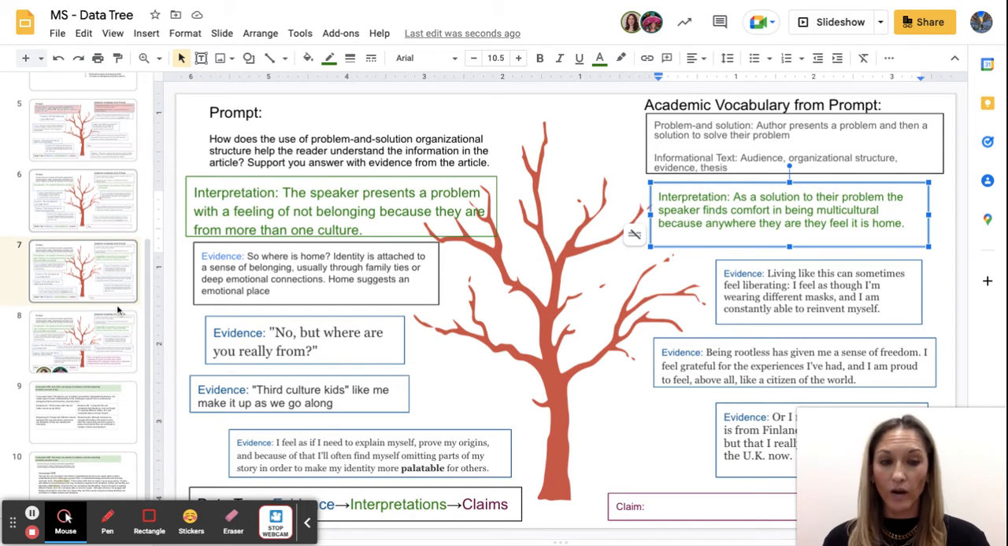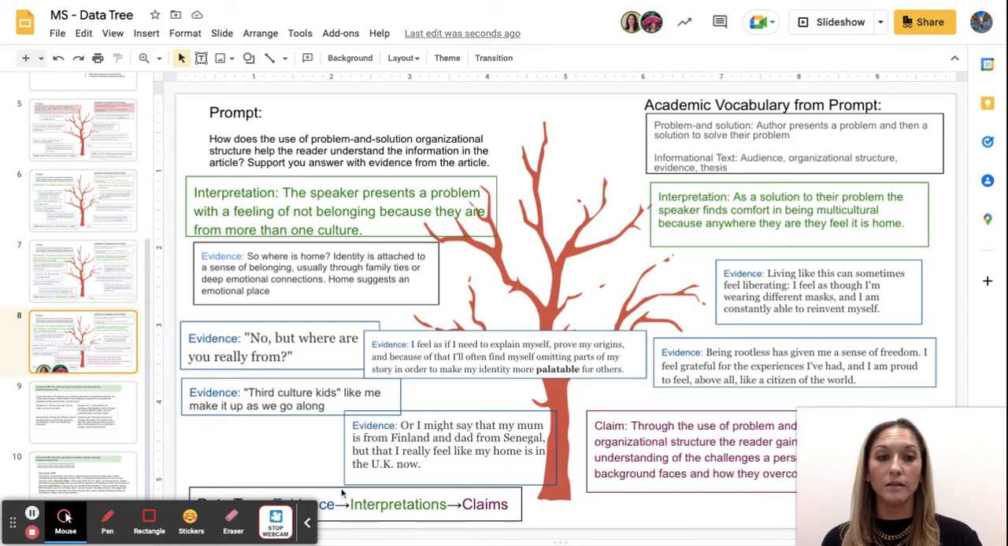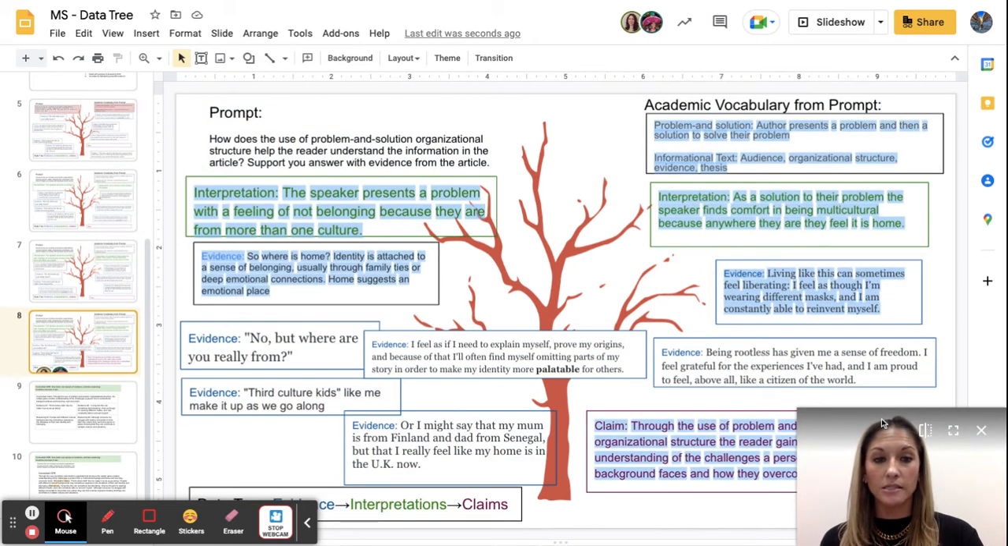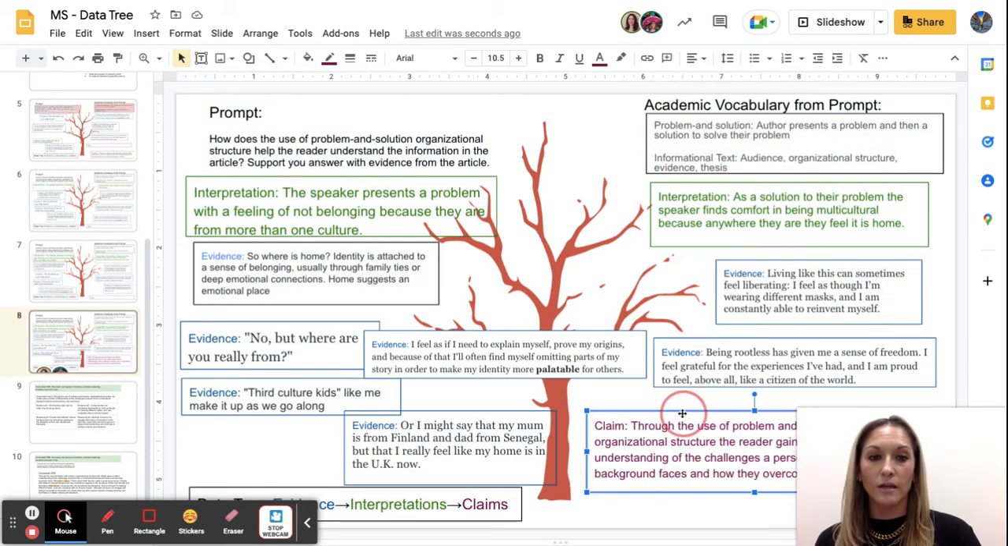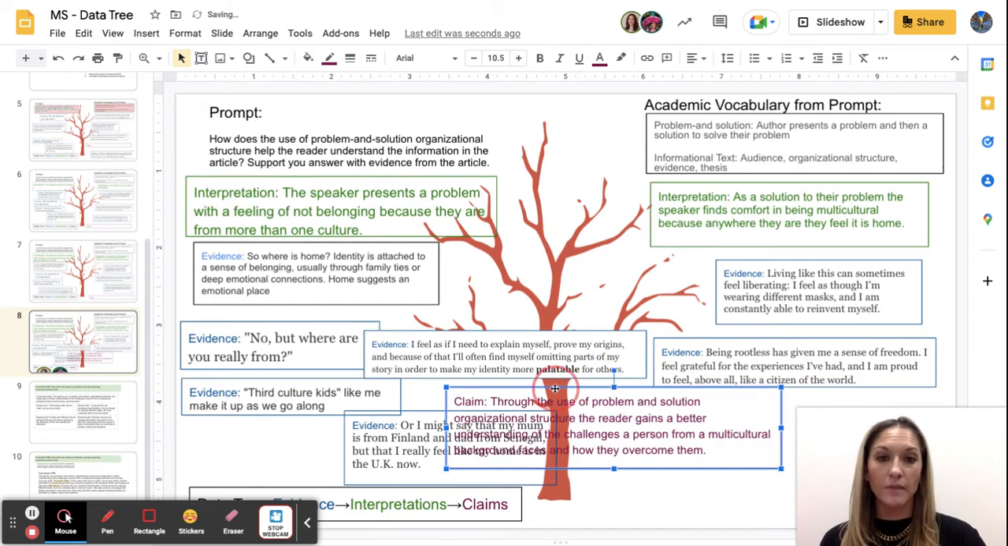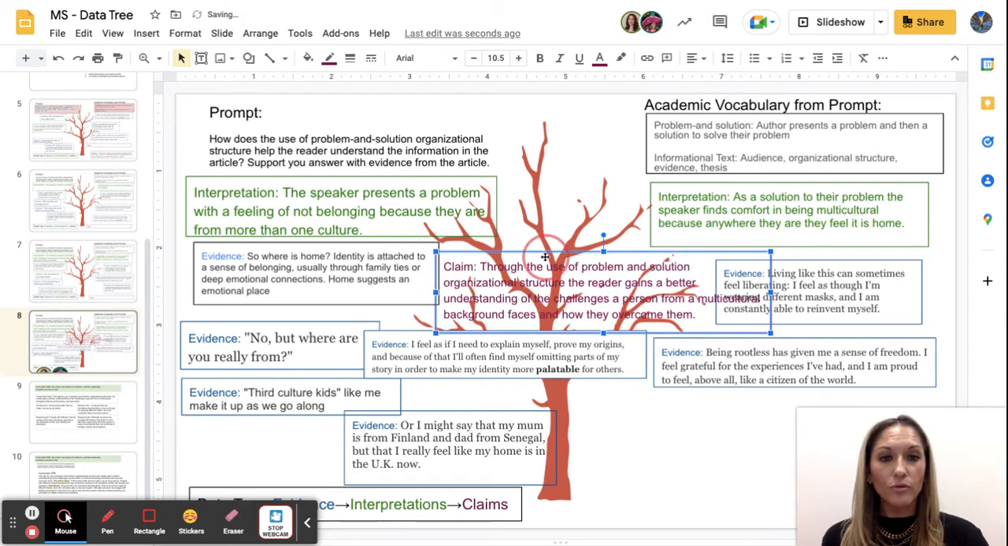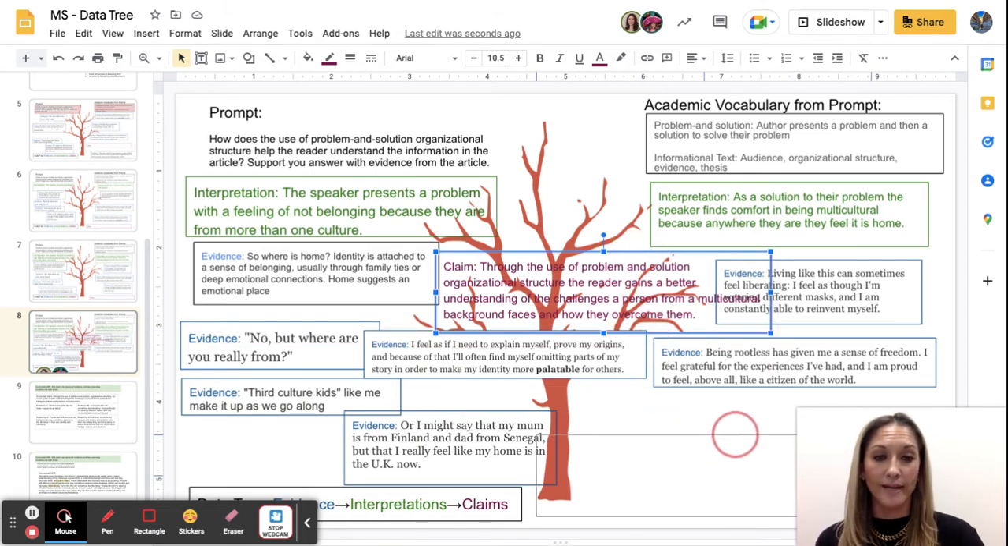Once I've done that work, which is a lot, I'm going to move towards making a claim. I've collected my data. I've made some interpretations. Now I'm moving towards making a claim. Now this claim is something that is going to answer the question that's being asked of me as the reader. My claim that I came up with is, through the use of problem and solution organizational structure, the reader gains a better understanding of the challenges a person from a multicultural background faces and how they overcome them. And that goes at the bottom of my data tree.